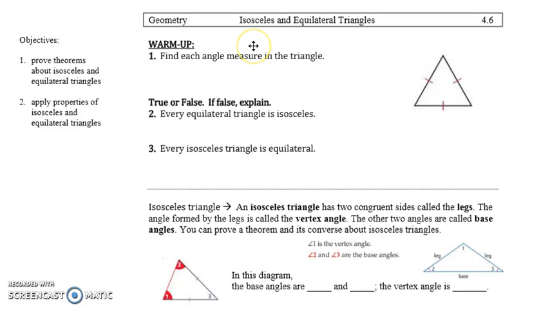So this is lesson 4.6. Go ahead and try the warm-up questions to review isosceles and equilateral triangles. Prep us for our lesson today over those concepts.